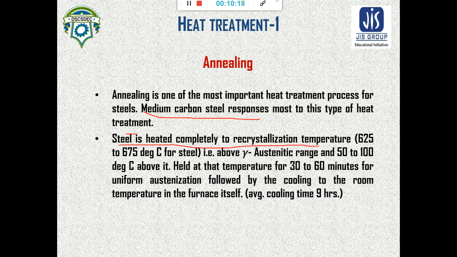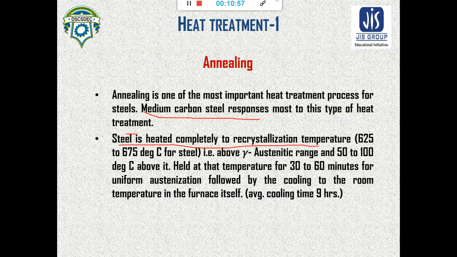You will see the difference when we see normalizing or hardening, then we can see the differences. So what is the process? The process is heating the steel above the recrystallization temperature, keeping it at that temperature for 30 to 60 minutes. After that, leave it to cool in the furnace itself. This is the process of annealing, and in this process the average cooling time is 9 hours. So this is a slow cooling process.